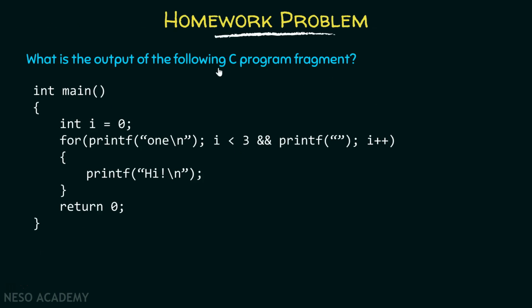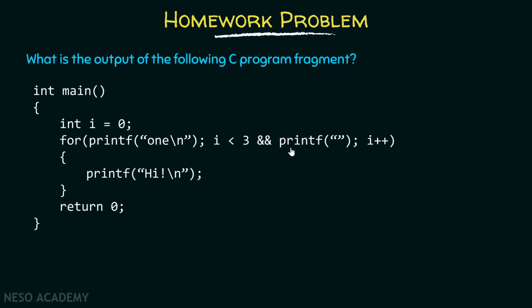Now let's consider one homework problem. What is the output of the following C program fragment? This is the C program fragment. Here I have declared one variable and I have assigned it a value 0. After that we have a for loop. And inside this for loop you have one printf function initially. After that you check the condition is I less than 3 or not.